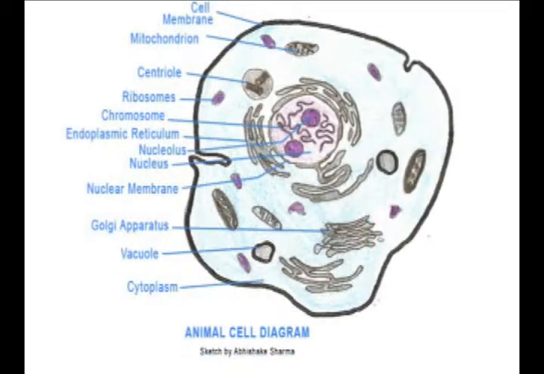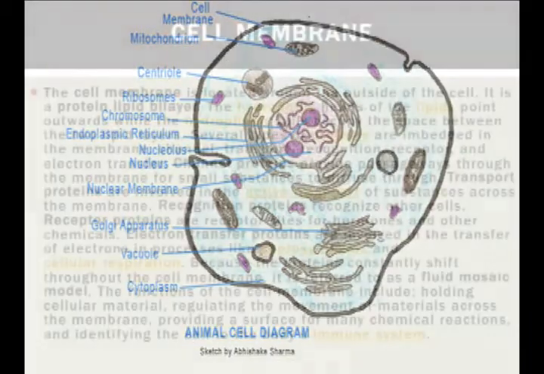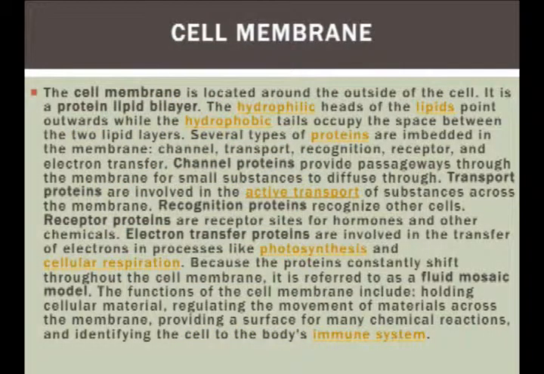Now that we have discussed the parts of a plant cell, we will now discuss animal cell parts. The cell membrane is located around the outside of the cell. It is a protein-lipid bilayer.